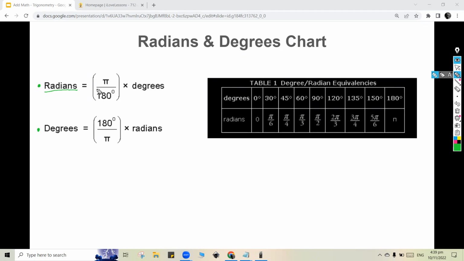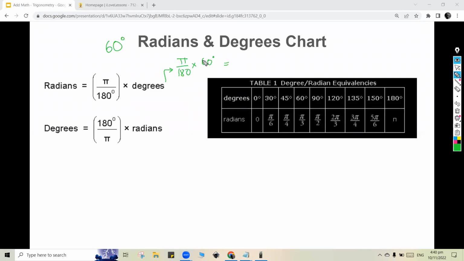So on the screen here, this is the formula to convert degrees to radians. But you want to leave the answer in terms of pi. I'll explain the chart here in a little while. Let's say somebody gives you 60 degrees, but you prefer to use radians. To convert the degrees to radians, you take pi on 180, and you just multiply it by 60 degrees. And leave your answer in terms of pi.